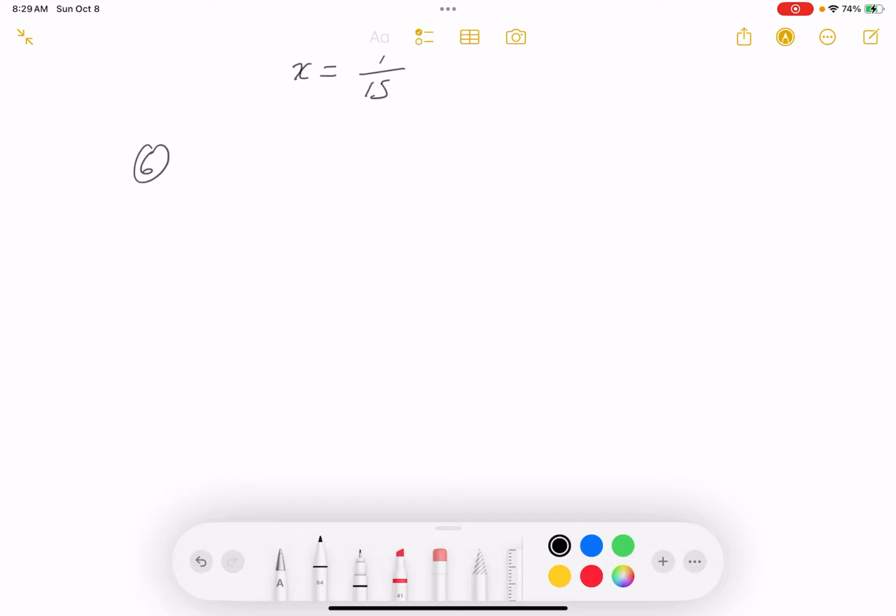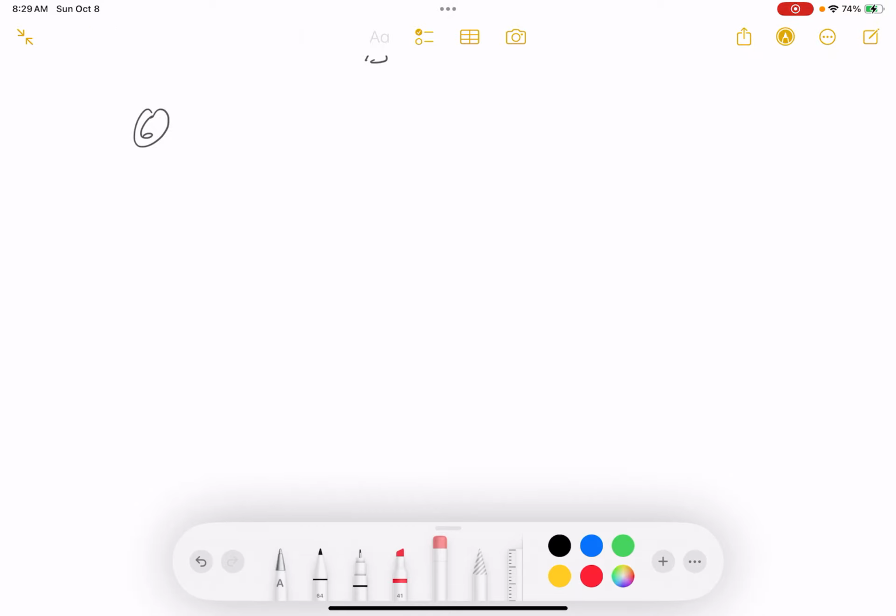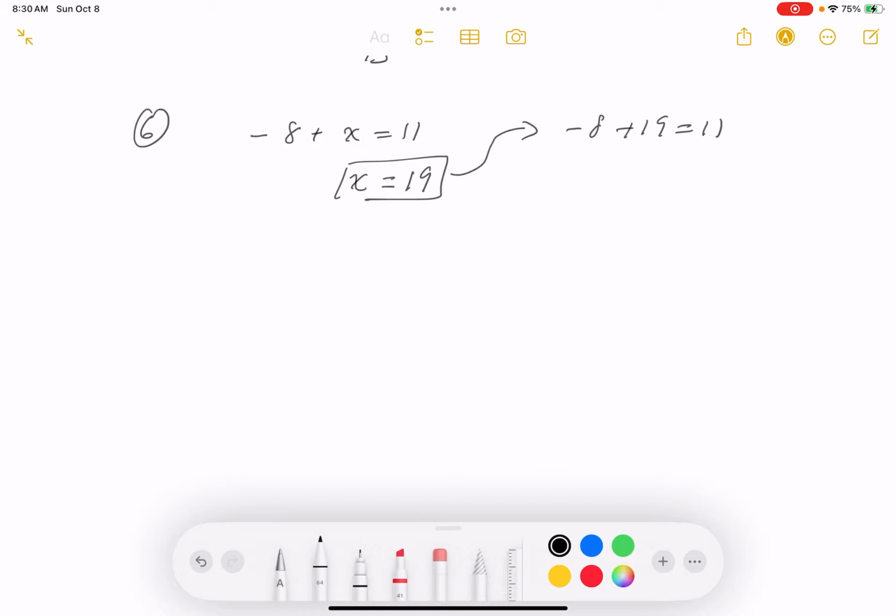And number 6 is minus 8 plus 11. I'm sorry, not plus 11. I made a mistake there. Let's write that again. It's minus 8 plus x. And again, if you look at this and know what the answer is, you just write it down. Now, if you think about it, it's going to be 19. And the reason for that, minus 8 plus 19 would be 11. You could check that. Minus 8 plus 19 equals 11. And that's true. Let's go through the work, though.